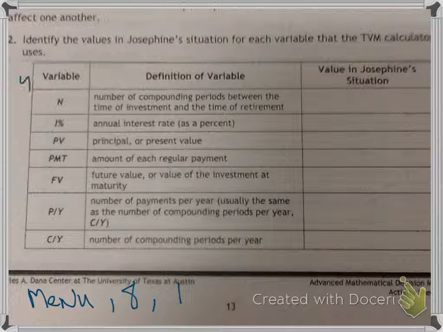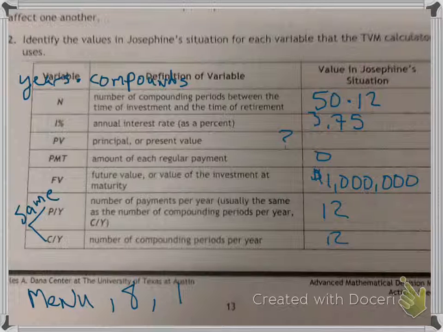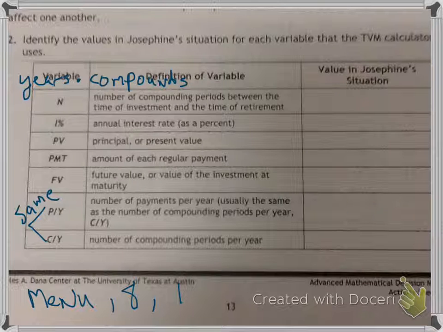Now, N, what does N stand for? N is the years times the compounds. The CY and the PY are the same, and they're generally the number of compounds there are in a year. And we can go from there. So if I had an investment that was 50 years, compounded monthly, I would put 50 times 12 here in the N.